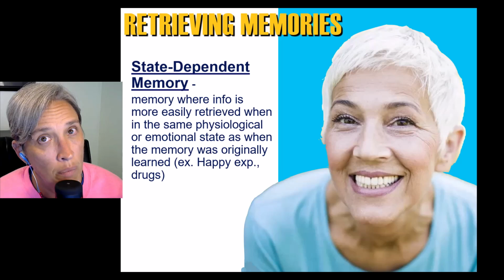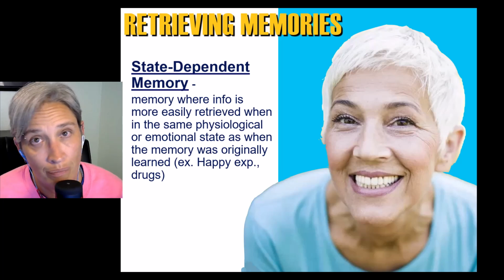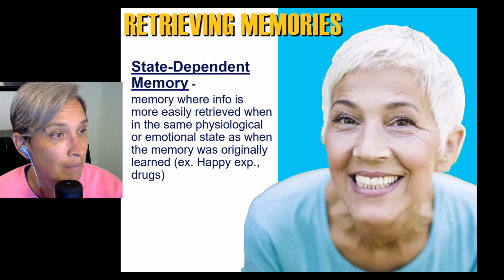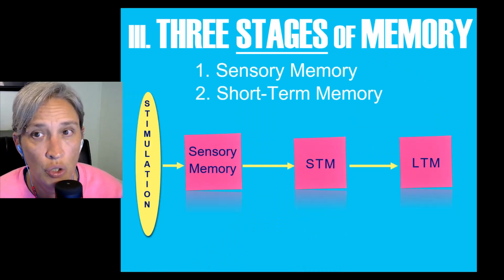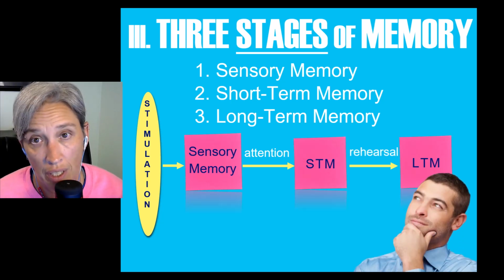But here you have a very happy lady making very happy memories. So the next time that she wants to recall these very happy memories, they'll come back to her more easily if she's in the same physiological state. All right, here we'll transition to stages of memory. So we go from processes to stages.